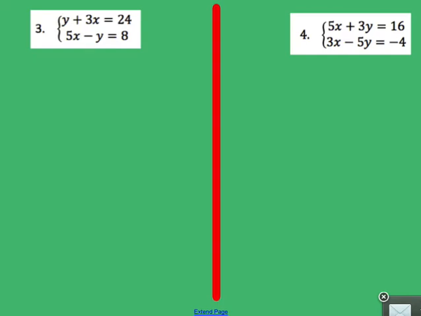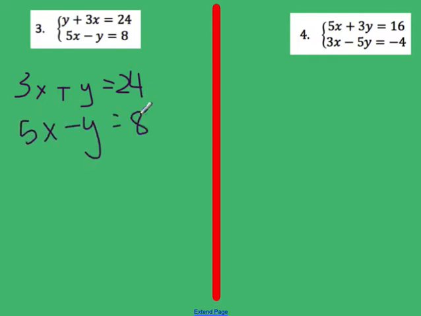So taking a look at number 3, I see that both of these are standard forms, but notice on the top, the x and the y are mixed up. So I'm going to rewrite that so that the x is first. So 3x plus y is equal to 24, and 5x minus y is equal to 8. The reason why I rewrote it is because I noticed that my y's have the same coefficient but opposite signs. So I'm ready for elimination.